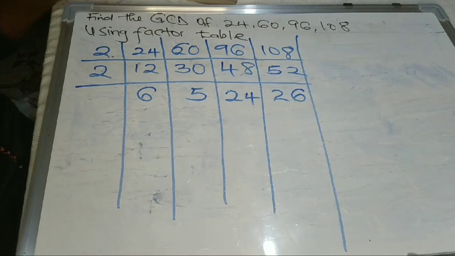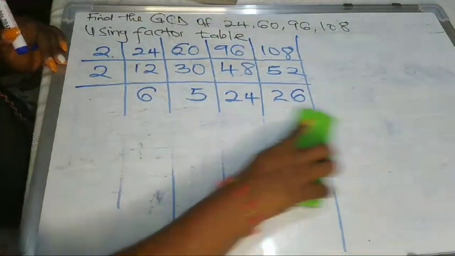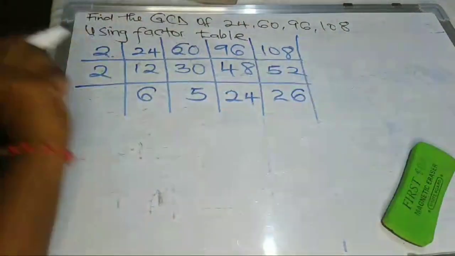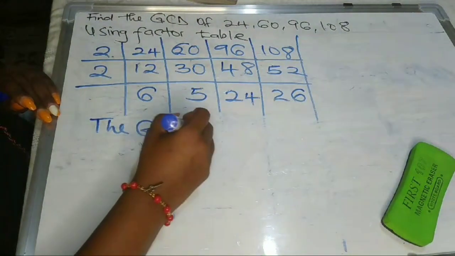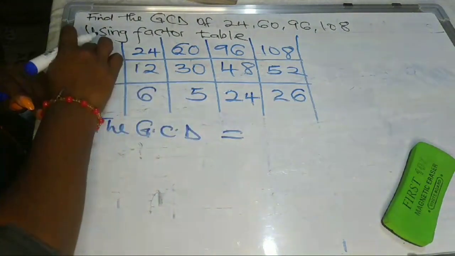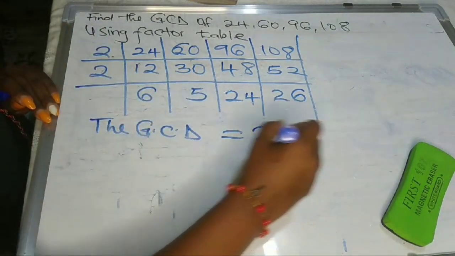Therefore, this question ends there, and we come here and say our greatest common divisor, the GCD, will be equal to these 2 times 2, which gives us 4.